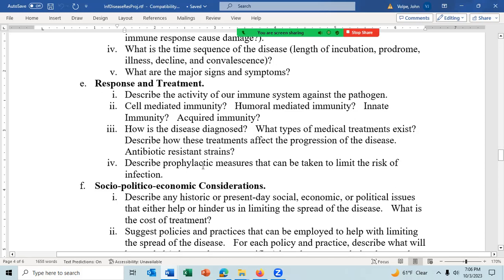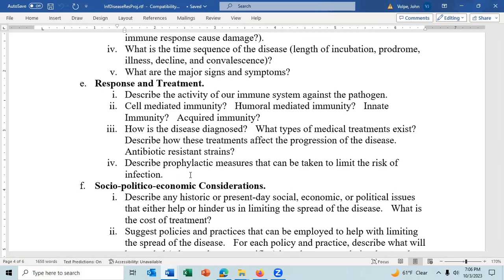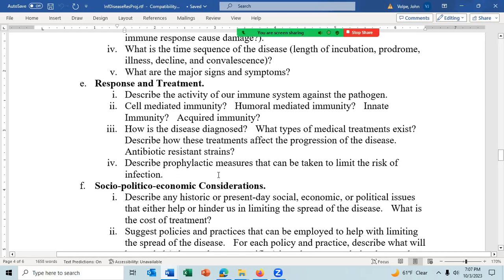Describe the prophylactic measures that can be taken to limit the risk of infection. For example, in a tick-borne disease like, I'm losing it, Lyme disease, there we go. You get that from the bite of a tick. You can use measures like wearing long sleeves, long pants, and socks, and that will prevent the bite of the tick. And then after you go through a tick-infested area, you check your body to see if there are any ticks on you, and then you remove the tick. So that's a prophylactic measure to limit the risk of getting the disease.